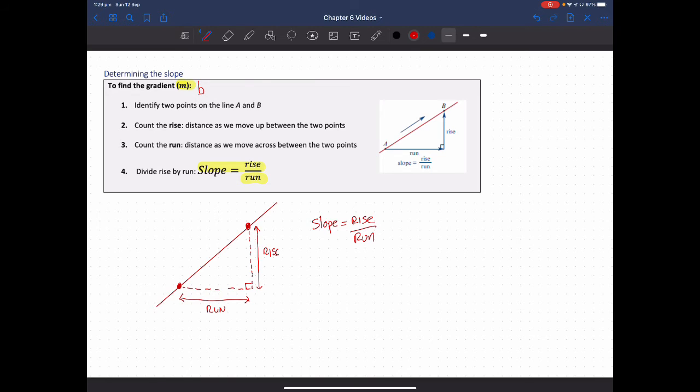Remembering, if the line goes up, there is going to be a positive answer. If the line goes down, there is going to be a negative answer. If the line goes straight across, it's going to be an answer of 0. And if the line is vertical, there will be no answer at all.